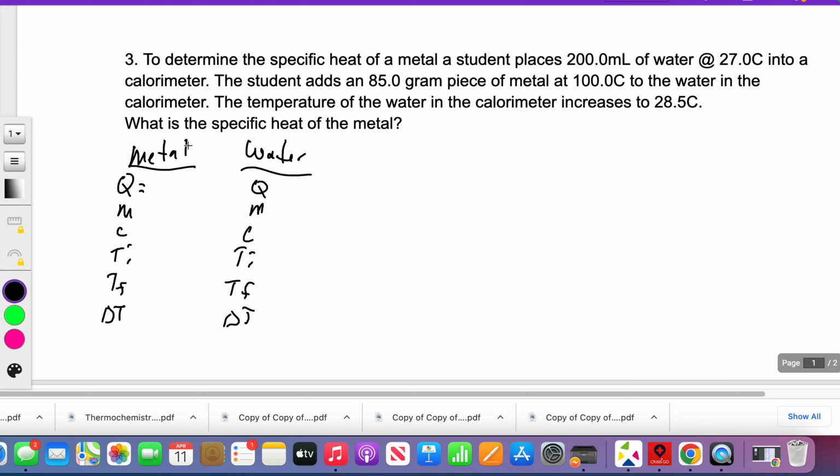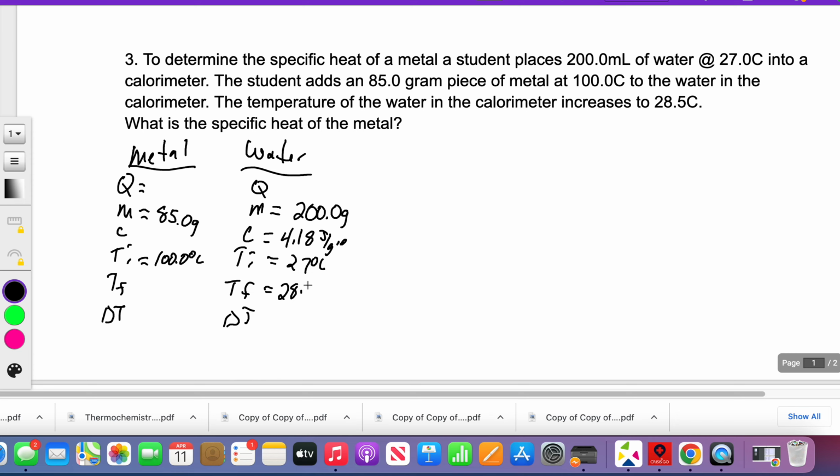All right, so the first thing you do is you start reading. The student determines the specific heat of a metal and places 200 milliliters of water. Well, remember 1 milliliter equals 1 gram, so that's going to be 200 grams of water at 27 degrees Celsius into a calorimeter. And remember the specific heat of water when it's liquid is 4.18 joules per gram degree Celsius. The student adds an 85 gram piece of metal at 100 degrees Celsius in the water.